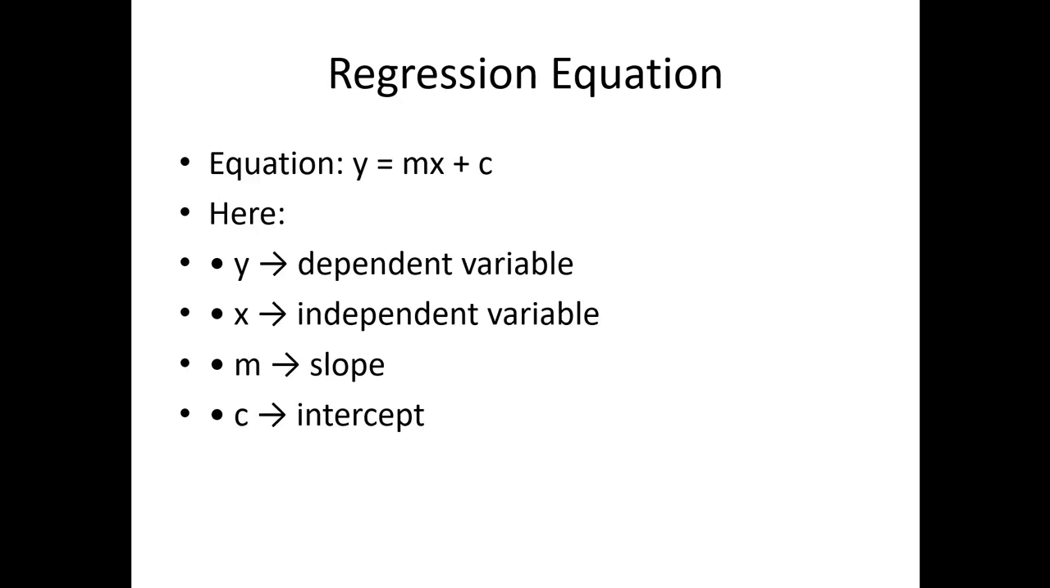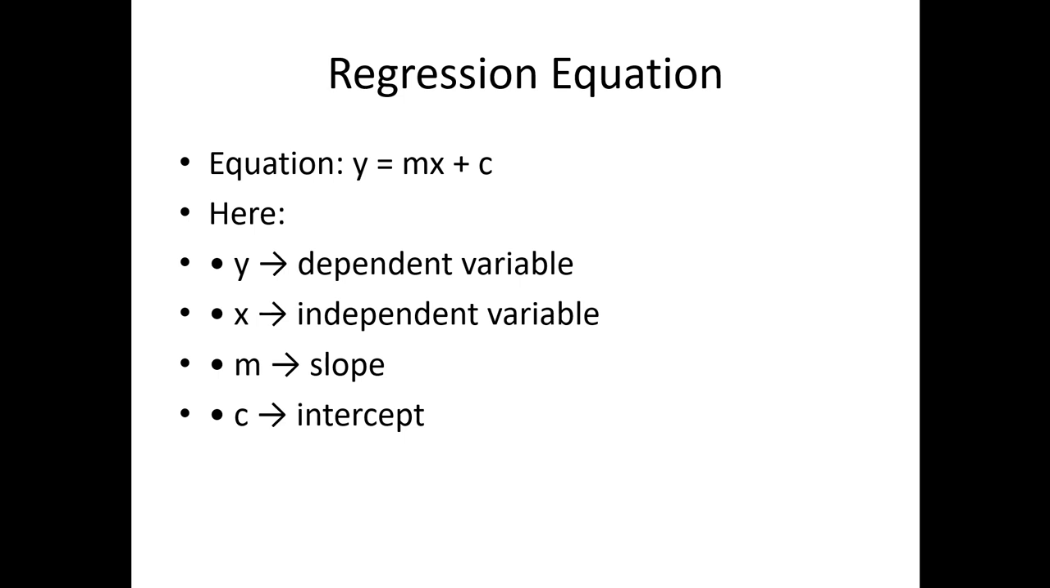Regression equation. The most basic form of regression equation is simple linear regression, where we deal with one dependent and one independent variable. The equation of a straight line is given by y = mx + c. Here, y is the dependent variable, the one we want to predict. x is the independent variable, the input variable. m is the slope of the line, it tells us how steep the line is, and c is the intercept, the point where the line cuts the y-axis.